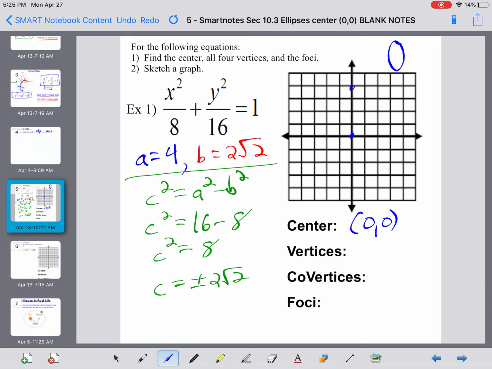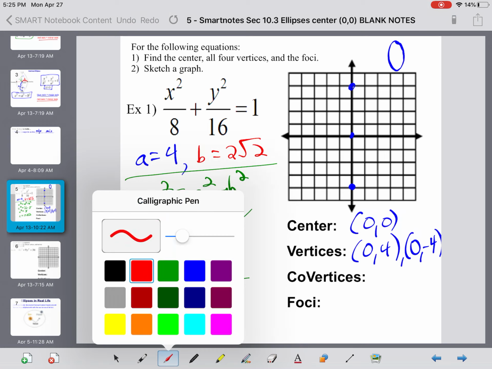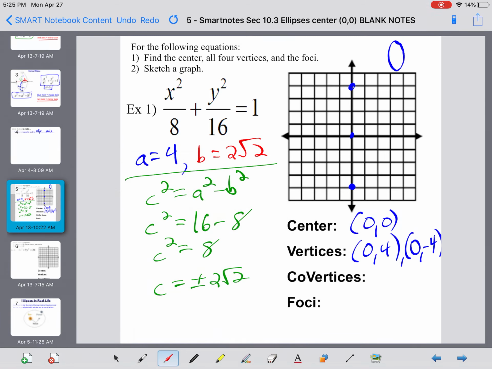Okay, so up and down 4 because it's vertical. I'm going up to there. I'm going down to there, and those are my vertices. I'm going to label those as points. So it's 0, 4, and 0, negative 4 are my 2 points. For the covertices, I'm going left and right, 2 root 2. Square root of 8 is almost 3, because the square root of 9 is 3. So 2 root 2 is maybe right about there and right about there. Any radicals or decimals, you'll just have to approximate.